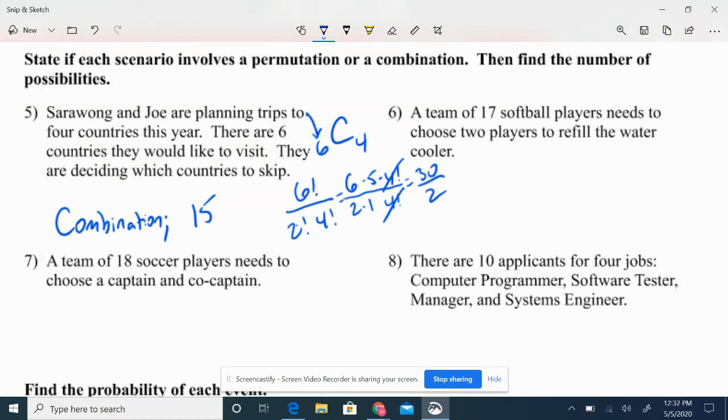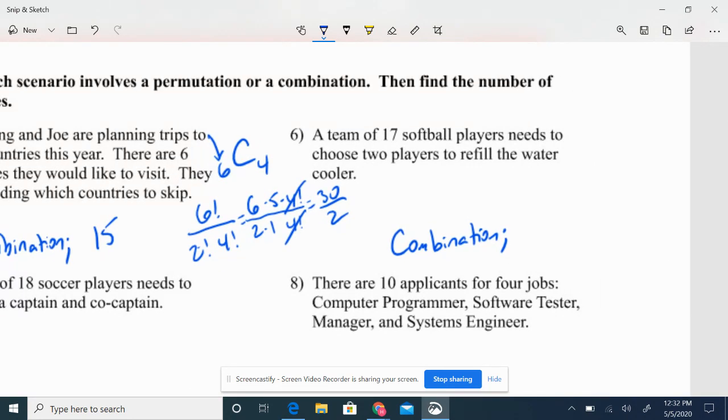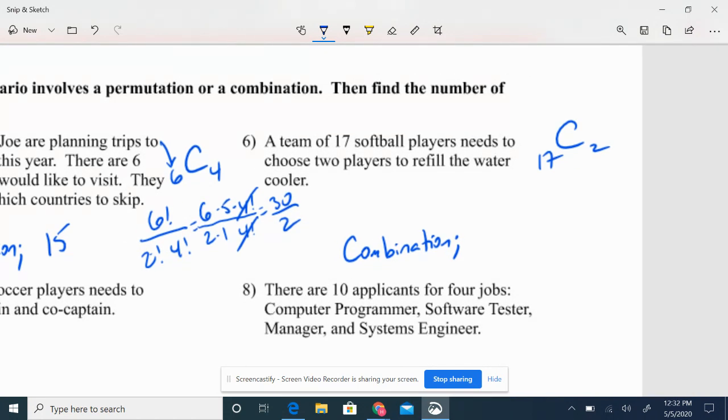Now looking at question number 6. A team of 17 softball players needs to choose 2 players to refill the water cooler. So there's 17 players, I need to choose 2. It doesn't matter in which order I choose them. So I'm going to go with combination. Now I'm looking at, from 17 players, I'm choosing 2. So how do I work this? I have to go 17 factorial over 15 factorial, 2 factorial.